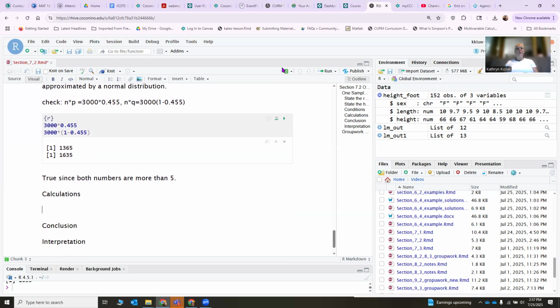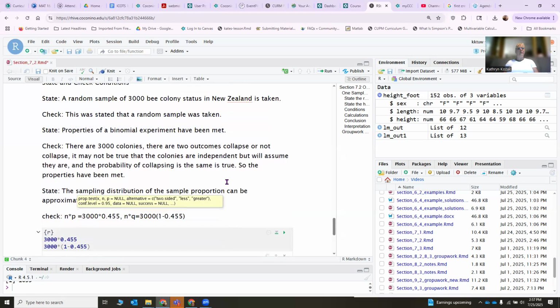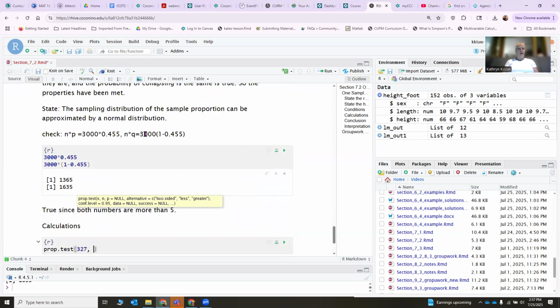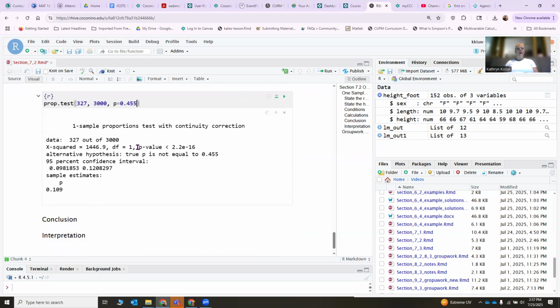Calculations. We're going to quickly do our calculations. It is a prop.test. We're going to put in what our x value is, which is our measured value. There were 327 that collapsed. Our n is 3,000. Our p is equal to 0.455. We are two-sided, so we don't actually need to put that in there. And it will calculate for us. So here's our answer. Our p-value is less than this number. Here's our test statistic value. We care about the p-value.